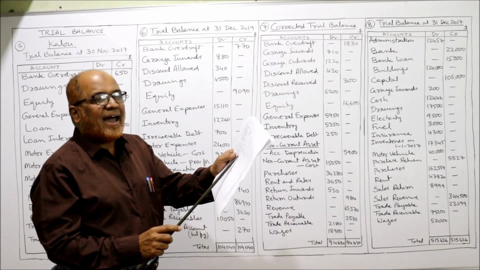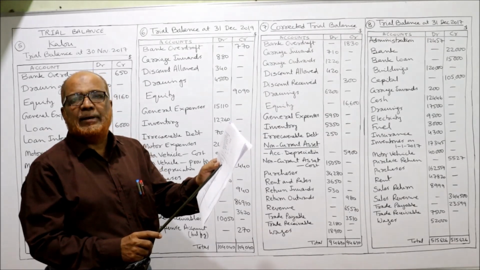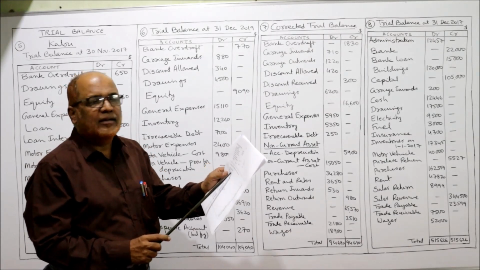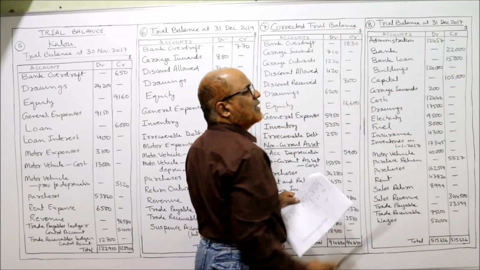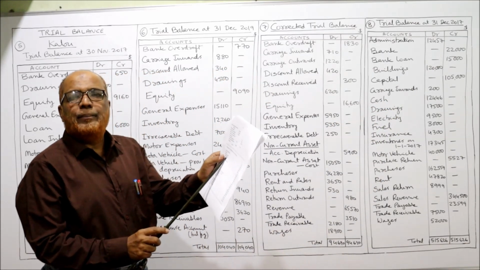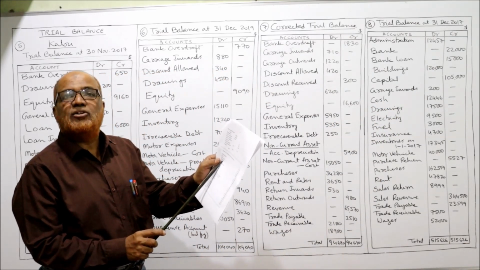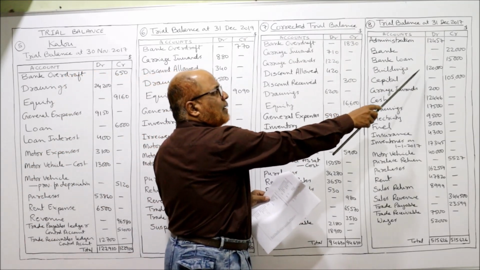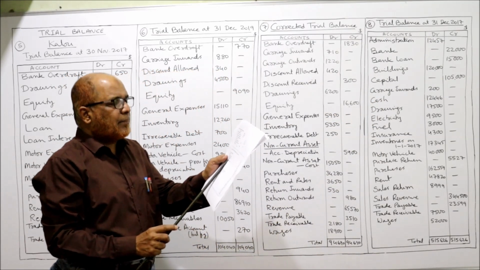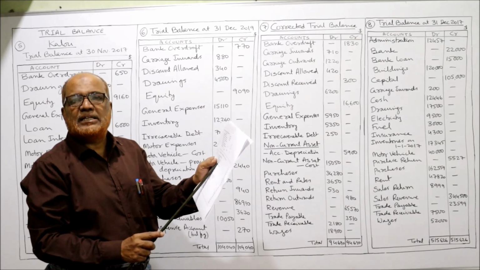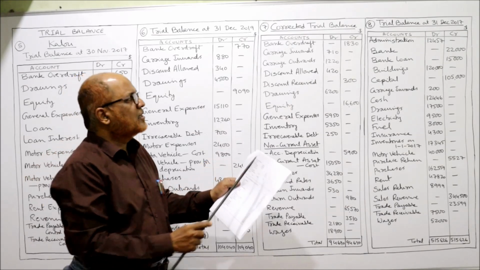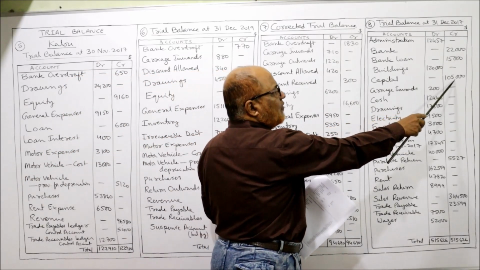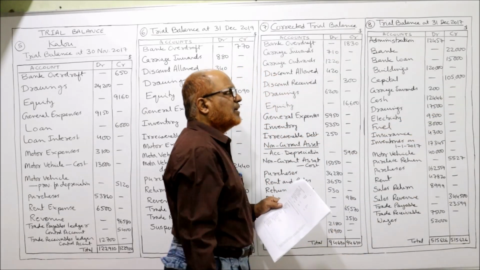Right? Next, bank loan. It's a liability. So credit column, 15,000. Building. Building is an asset. It will show debit balance. So building, debit side 1,20,000. Capital. It's the equity. Always credit balance. So capital, credit column 1,05,000 or 105,000.